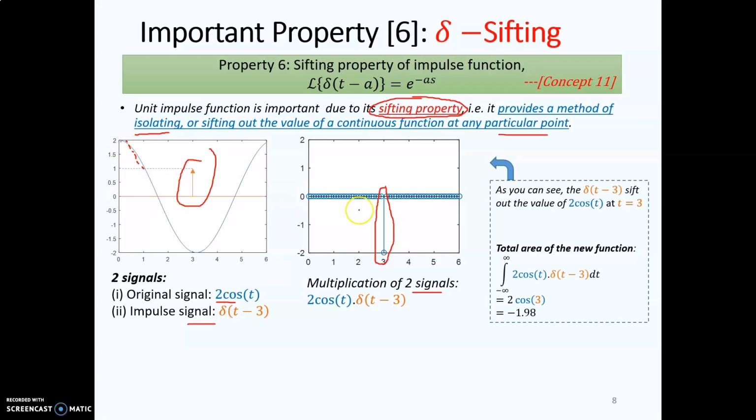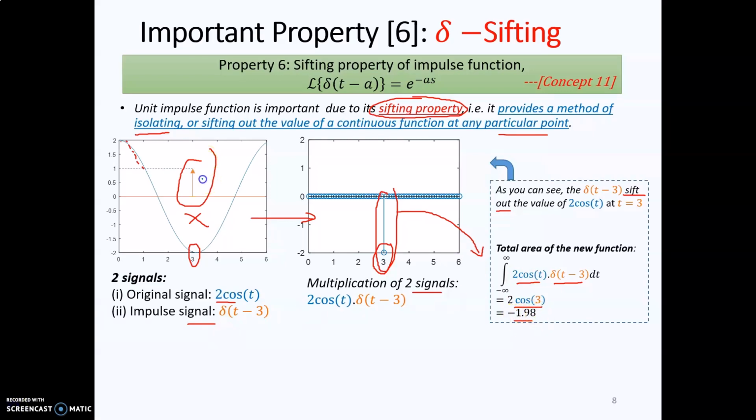Therefore, when we multiply any function with the delta function, you will obtain a shifted-out result like this, where the impulse function at t equal to 3 here will shift out the value at t equal to 3. So you can see that when you take the integration for this curve, the total area will be only here. The other part will be 0. So we can check that. You have 2 cos t multiplied with delta t minus 3. So you shift out the value of 2 cos t at 3 only. Therefore, the value is close to -2.